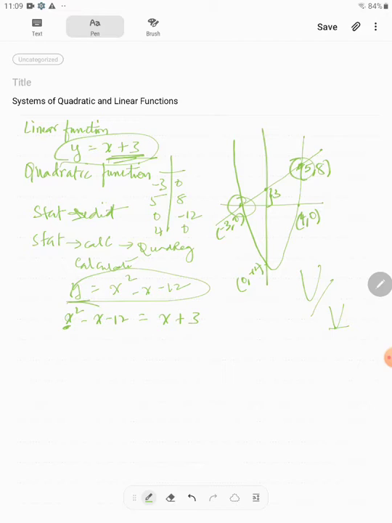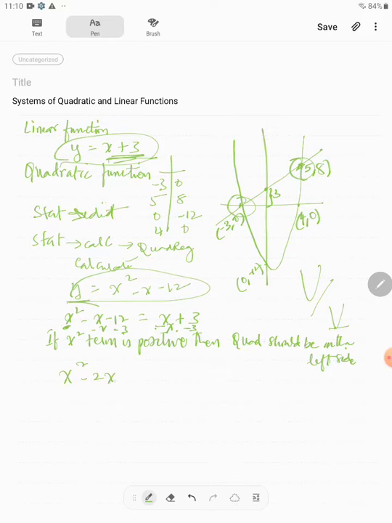If the sign is positive, then set this up in a way that the quadratic is on the left side. So if x squared term is positive, then the quadratic should be on the left side. That makes it positive. The x squared term must be positive. That's the whole point. So for now, we'll subtract the x and subtract the 3 so I can bring everything to the left side. This becomes x squared minus 2x minus 15 equal to 0.